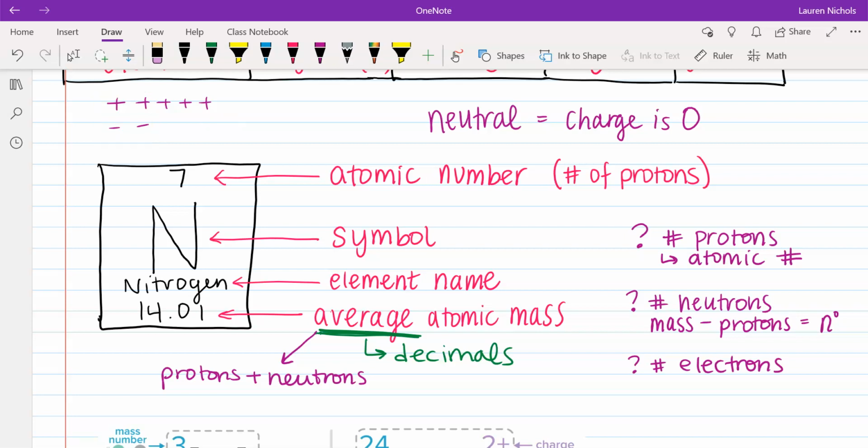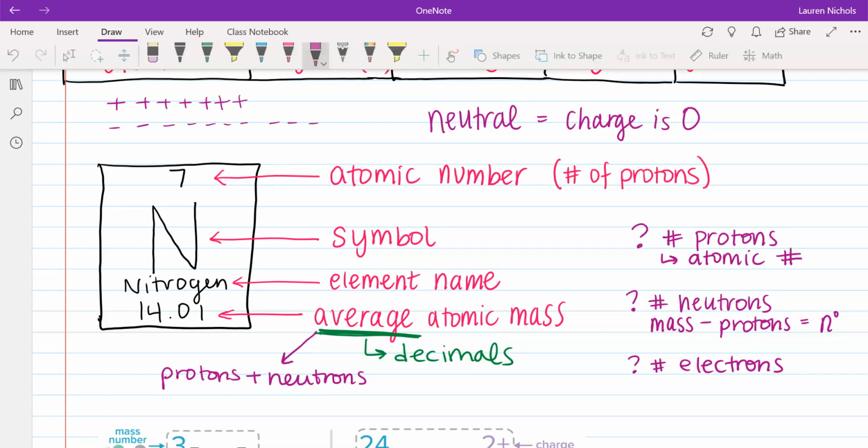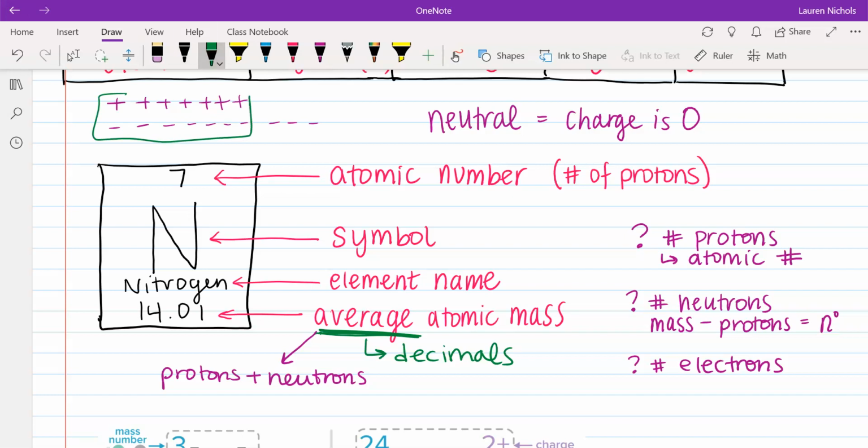But the reverse could also be true. If I have something with 7 protons, but it has 10 electrons, then that means my 7 protons and 7 electrons cancel out. Then I have 3 extra electrons, so it would be a minus 3 charge. And if they don't tell you anything about a charge or mention it, you assume it's neutral. And so the number of electrons is always your protons minus the charge. And that will give you your electrons.